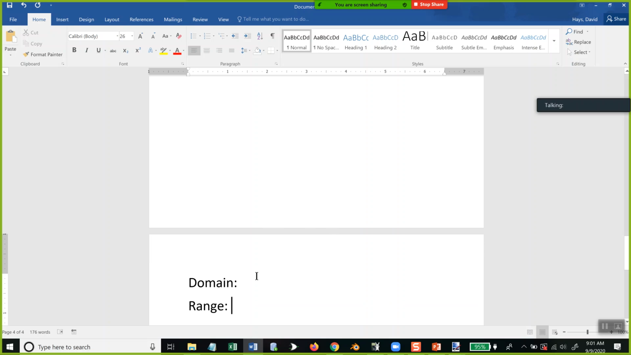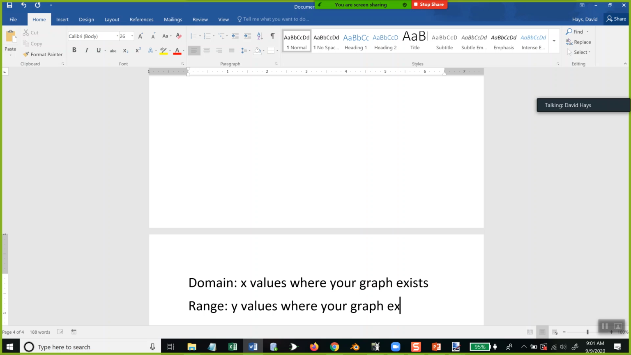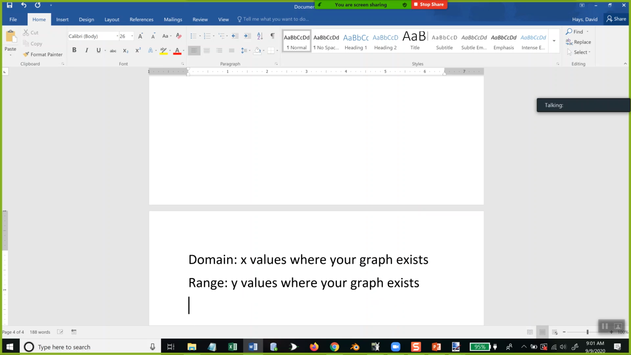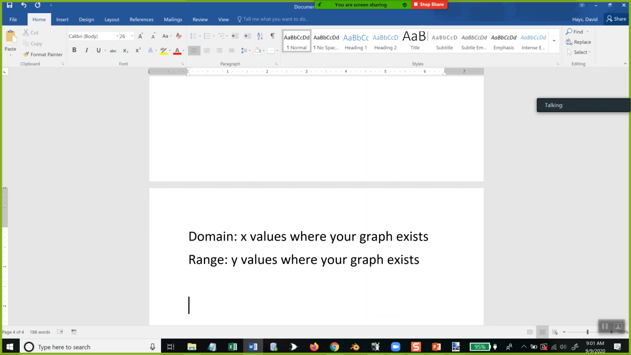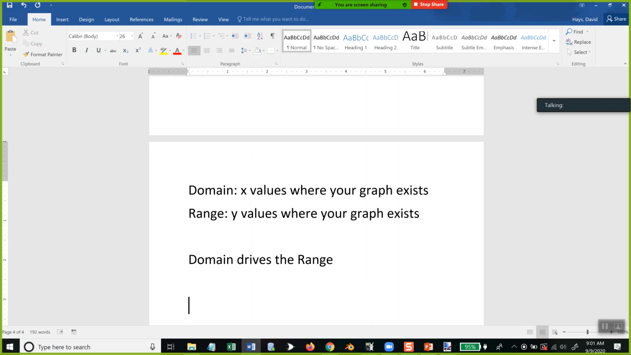Your domain is your x values where your graph exists. Your range is your y values where your graph exists. In real life, the domain drives the range. So the domain drives the range.